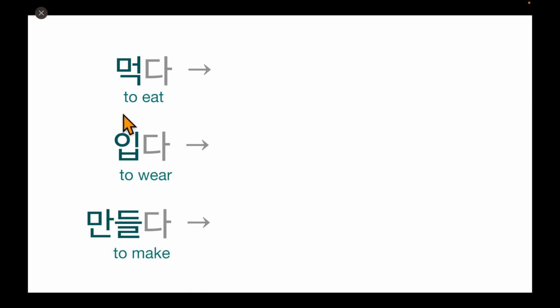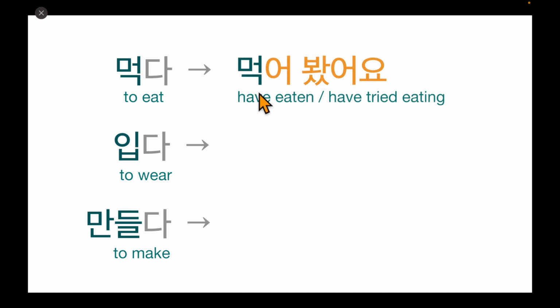먹다, which means to eat. 입다, to wear. 만들다, to make. Since the stems of these verbs do not end in the vowels a or o, we add 봤어요 to express past experiences. So 먹다 becomes 먹어봤어요 to express past experience. 먹다 means to eat, but 먹어봤어요 means I have eaten something or I have tried eating something.